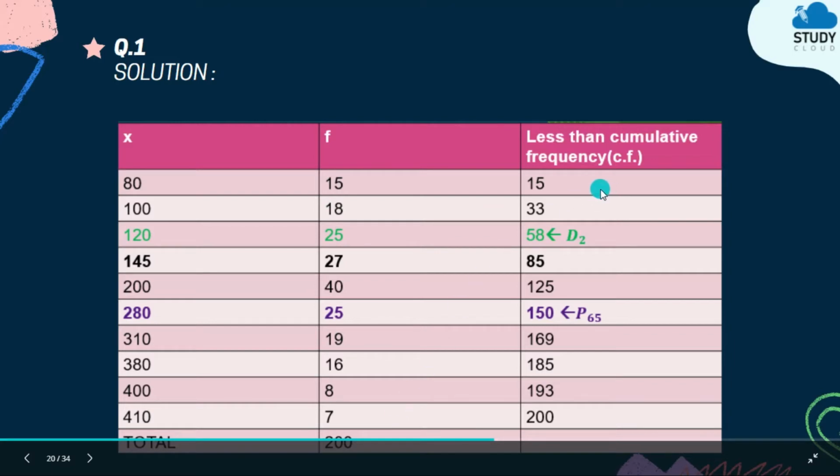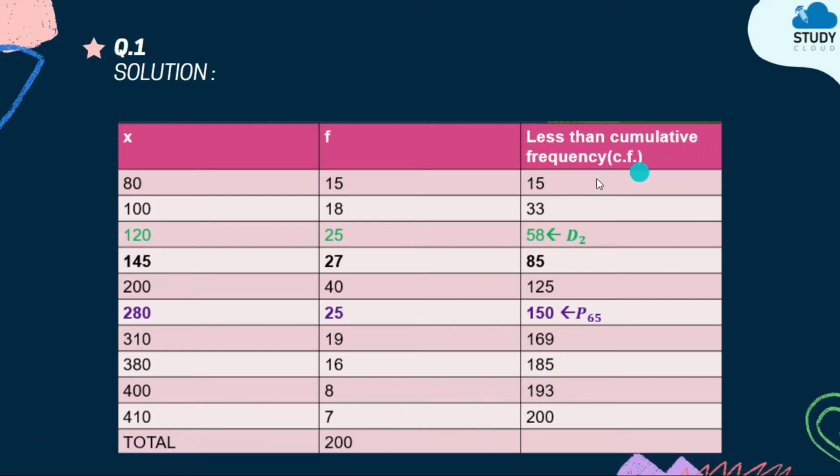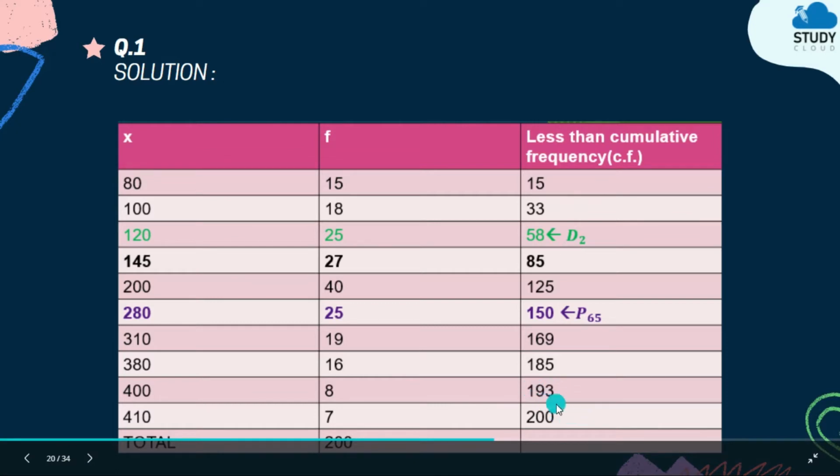Now here you have to make a less than cumulative frequency column. How will you make it? You just add the frequencies. The first is 15, so write 15 as it is, then 15 plus 18 you will get 33, 33 plus 25 is 58, 58 plus 27 you will get 85, 85 plus 40 you will get 125, and keep on adding the values. At last you will get 193 plus 7 as 200. How to verify this answer? Add all the frequencies. If you get exactly 200, it means your CF is absolutely correct.